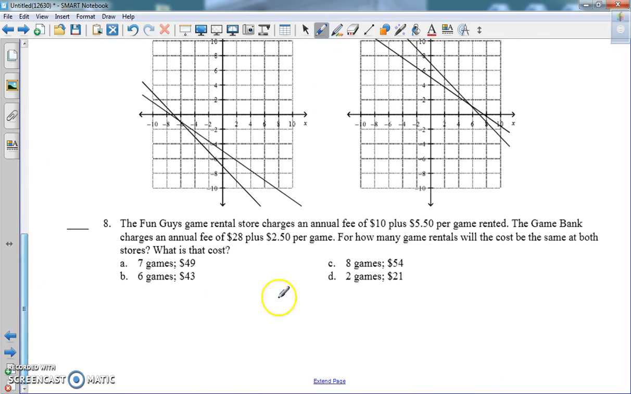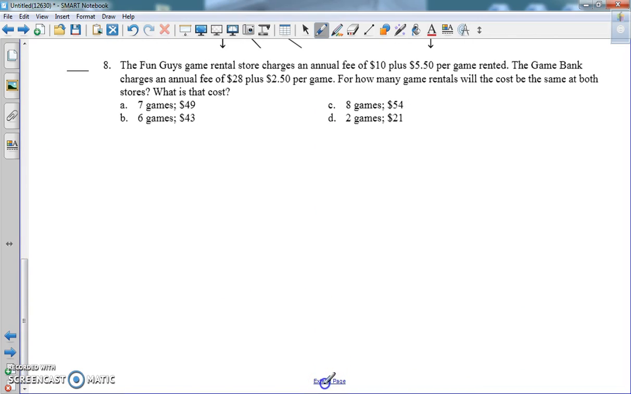On number 8, down here at the bottom, we got a word problem. It says, Fun Guys Game Rental Store charges an annual fee of $10 plus $5.50 per game rented. The game bank charges an annual fee of $28 plus $2.50 per game. For how many games will the cost be the same at both stores? And then what will that cost be? So there's in your question what your X is going to stand for. It's going to stand for your number of games.